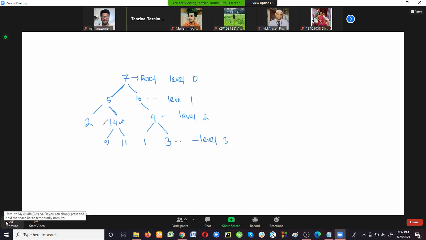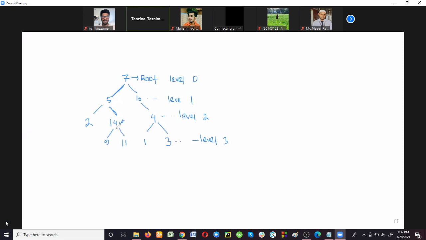So now if we want to find out the height of the node 14, at that time we need to know which leaf node is placed in the last level.